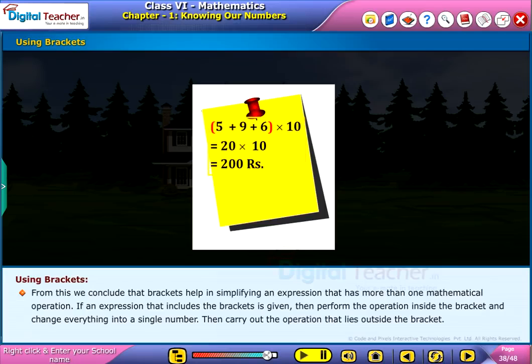If an expression that includes the brackets is given, then perform the operation inside the bracket and change everything into a single number. Then carry out the operation that lies outside the bracket.